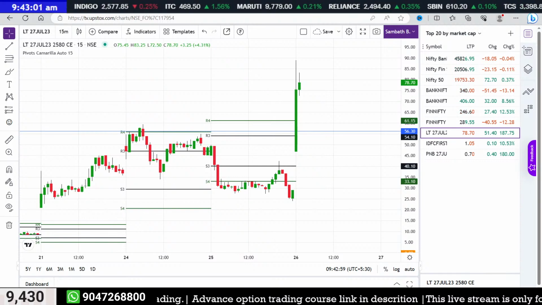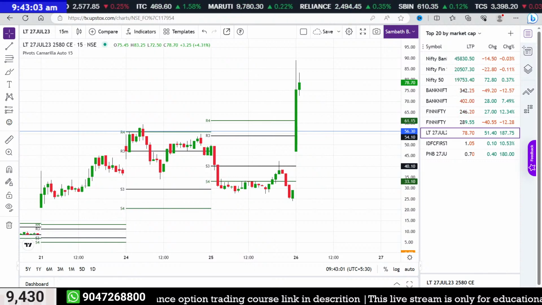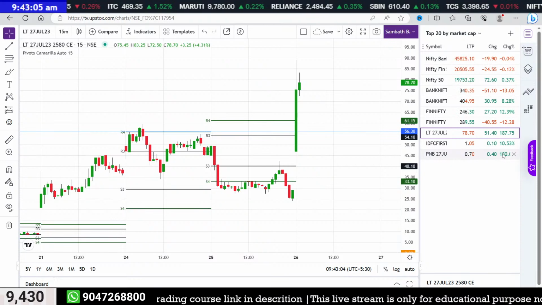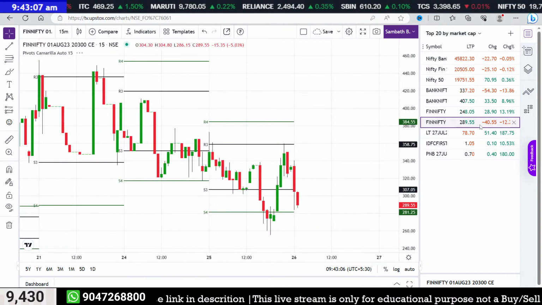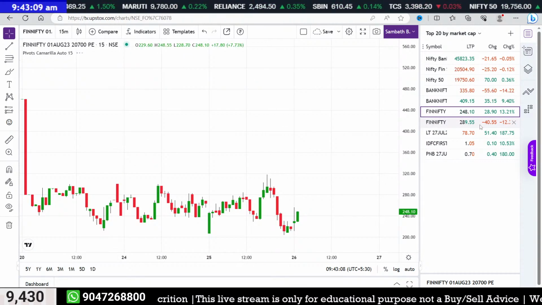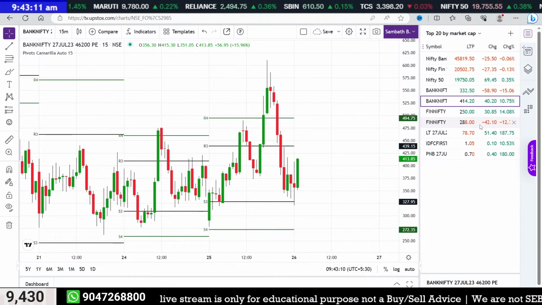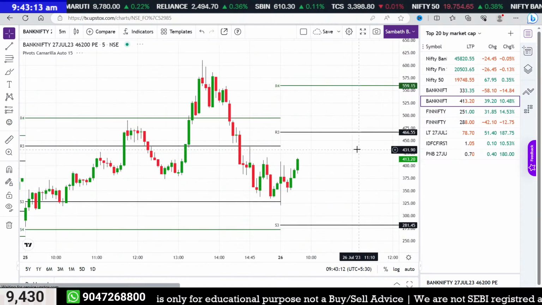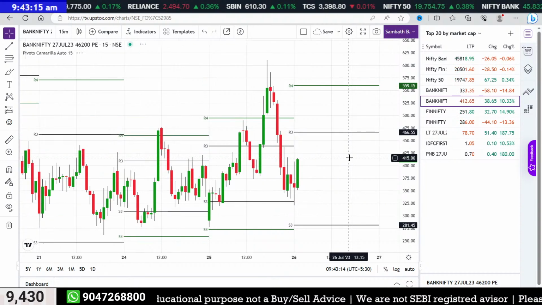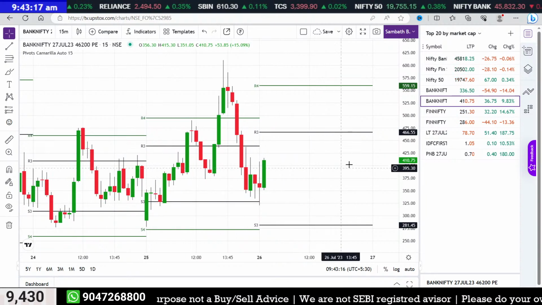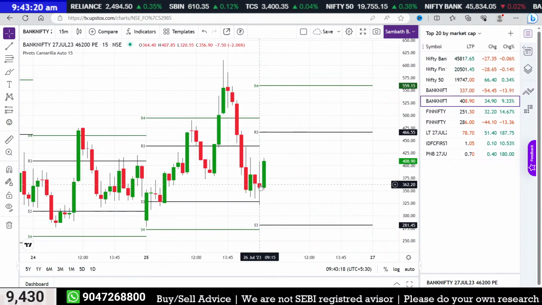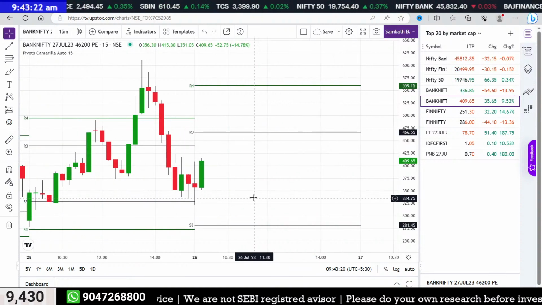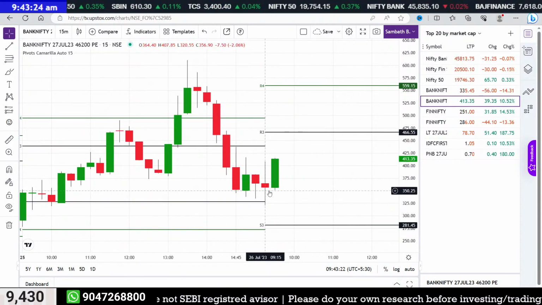What's happening here? Still on the same levels. Is there any breakout? This was the Fin Nifty options. Still it has not broken the first 15 minutes level. Bank Nifty is slightly breaking the first 15 minutes level, I think. On the downside you can see there is a rejection candle. It's a spinning top candle in the first 15 minutes.